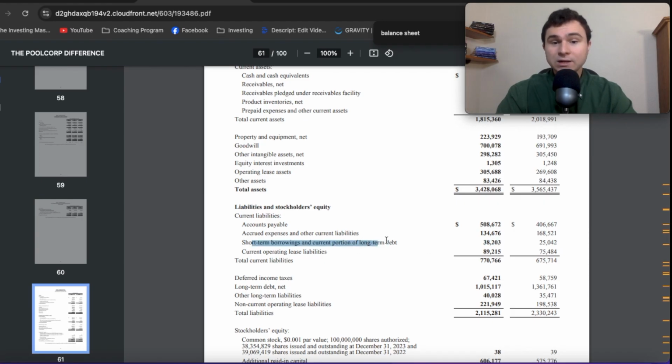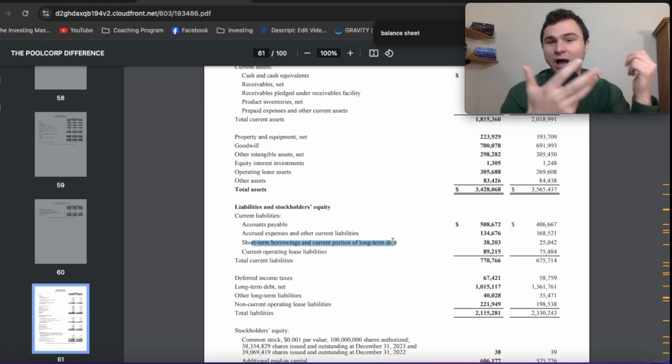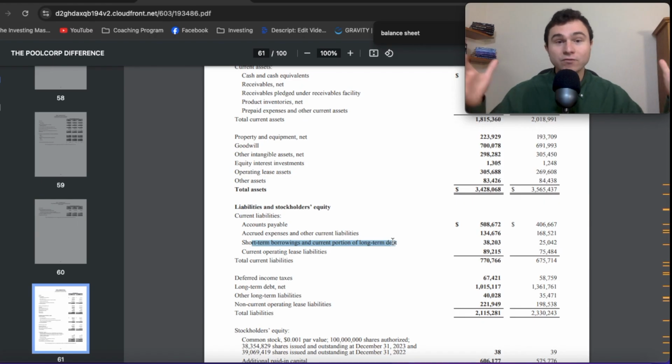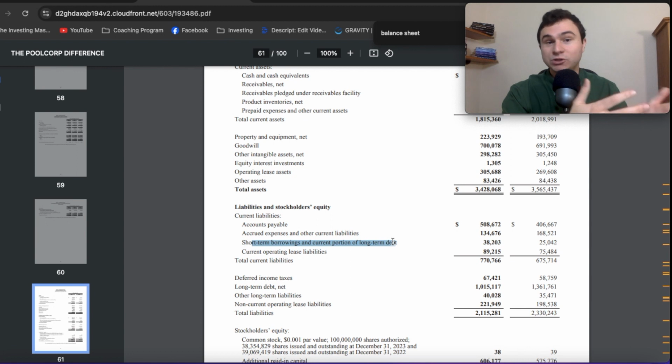The wording will depend on every annual report, every company. It can be called short-term borrowings, short-term debt, current portion of debt, different words, but it's quite simple. You have long-term debt and short-term debt. You add these two numbers and you have the total debt of the company. So you can compare the total amount of cash, which is not a lot of cash for Pool Corp, and the debt, over $1 billion.